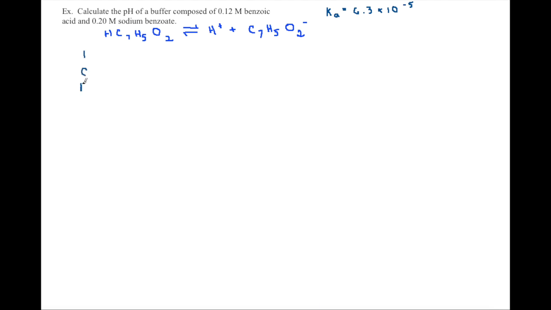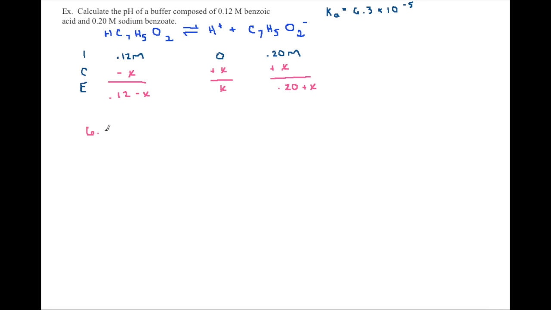I'm going to create my ICE chart. I know that the initial concentration for benzoic acid is 0.12 molar. I know that the initial concentration for the benzoate is 0.20 molar. I know the initial concentration of hydrogen ions is 0. So I'm going to lose X, gain X, and gain X for this reaction. So my equilibrium concentrations will be the following. Now I can actually plug this into my equilibrium expression.